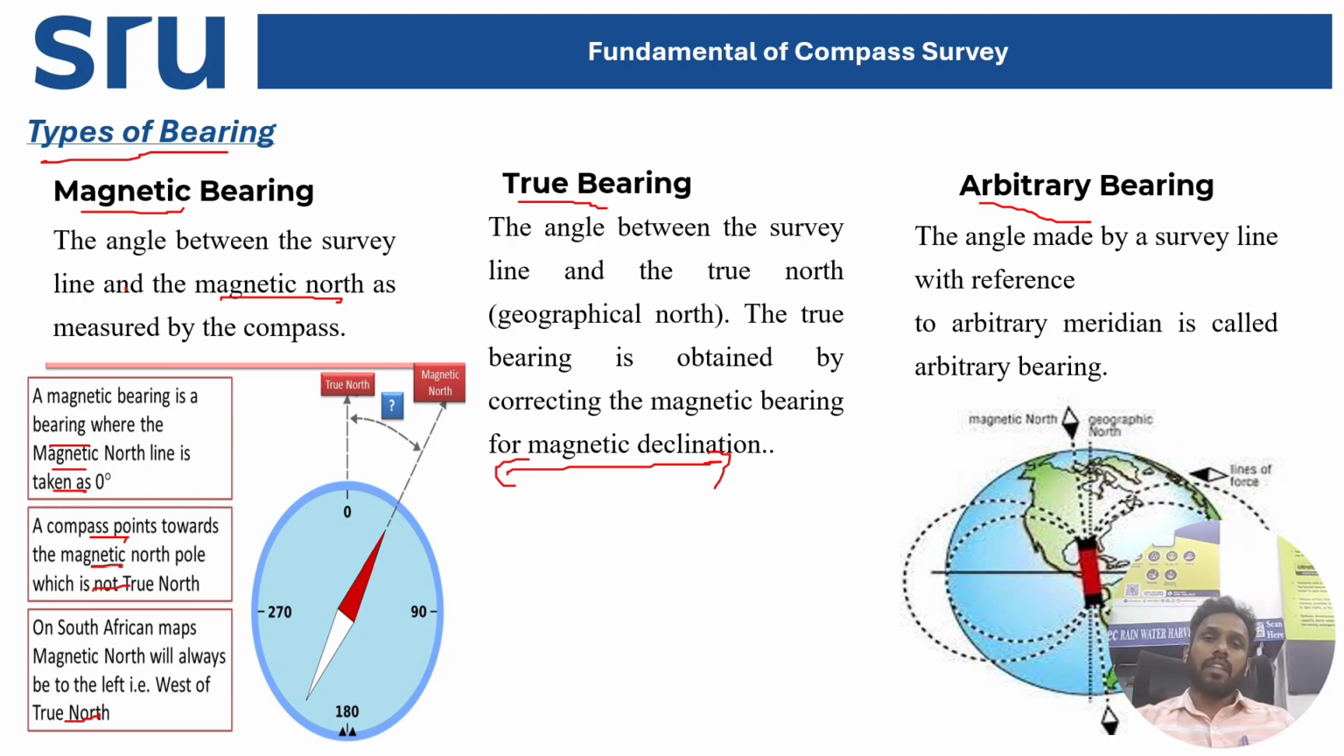Then the angle made by a survey line with reference to an arbitrary meridian is called arbitrary bearing, right? When you are measuring an angle with respect to an arbitrary meridian, you are measuring the bearing for your own requirement. You are keeping your north as per your requirement, and from that you are measuring your bearing. That kind of bearing is called arbitrary bearing, which is applicable for a small area. The magnetic bearing and true bearing are applicable for large areas.